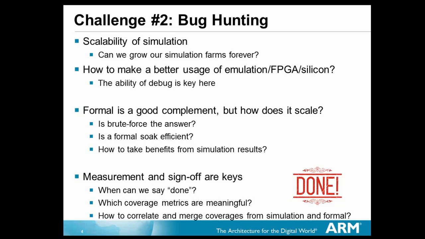But the challenge here is the growth is not linear. We cannot say, oh, this is very good, let's put 20% of the resources for Formal and we will find 50% of the bugs. Unfortunately, that's not true. So the challenge is how can we make that true?